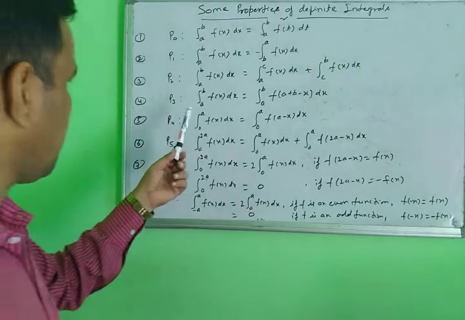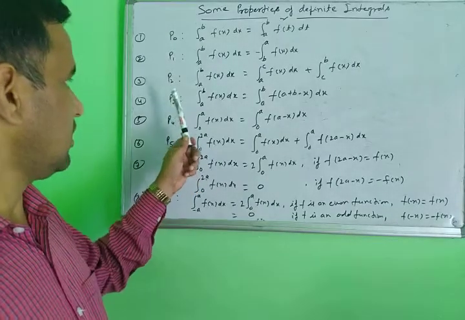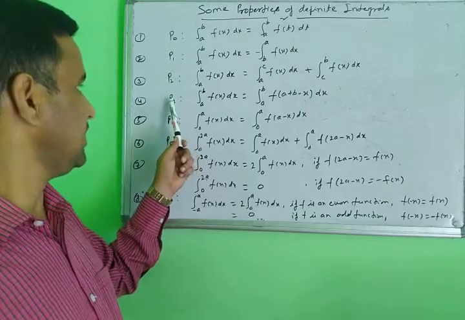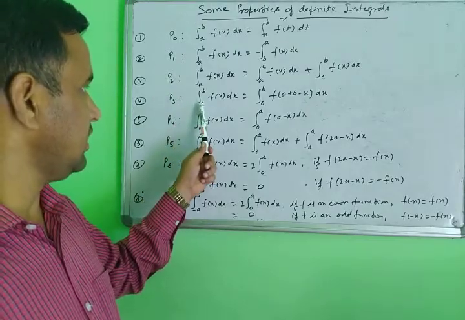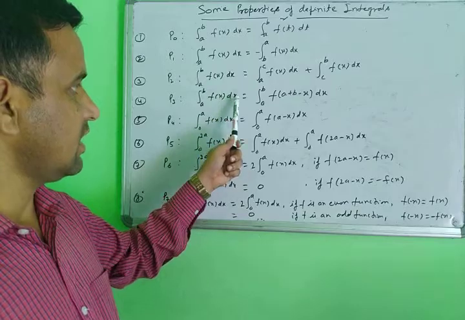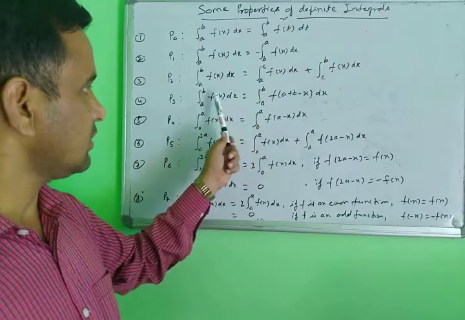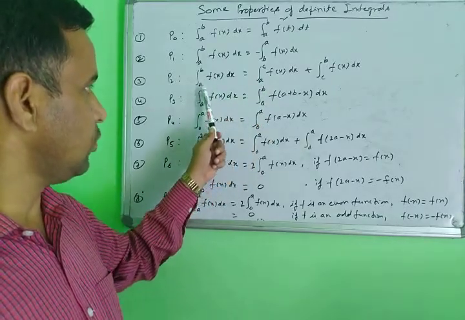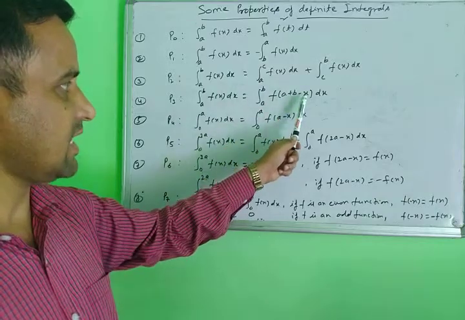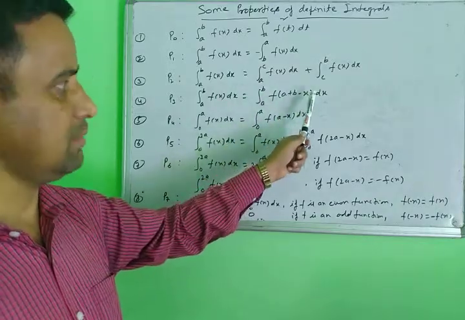Yes class, the next property is property number three. This property is named P3. Suppose the limits are A to B of f(x) dx, then you add both limits, A plus B minus x, and you can use this in place of x.